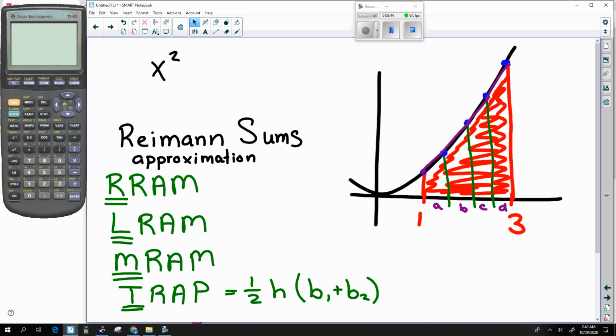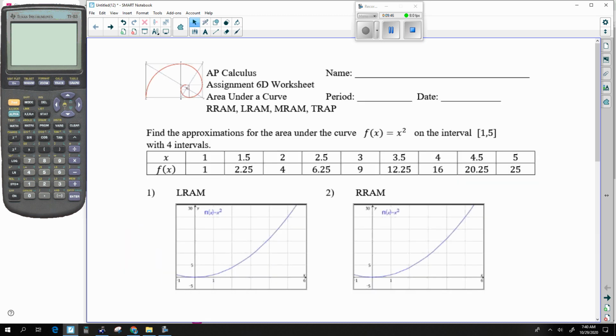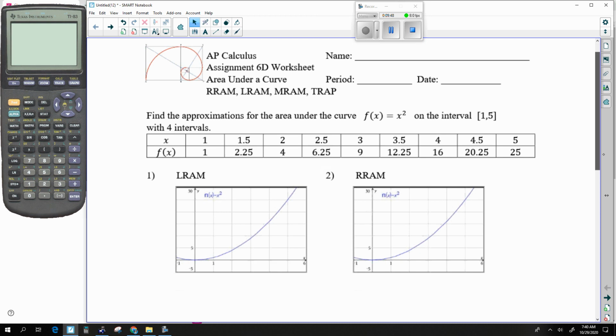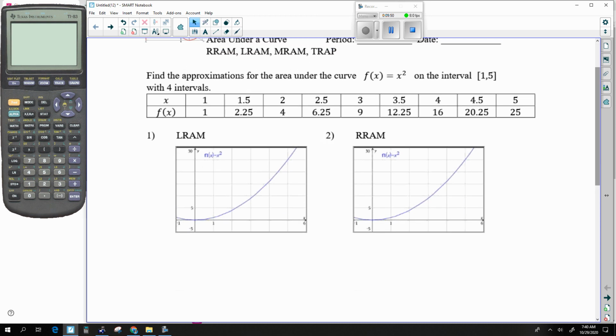Okay, let's go to the actual assignment. They were nice enough to give us some values. The interval we are using is from 1 to 5, and we want 4 intervals. Using this first picture, here's 1, here's 5. If we're breaking that up into 4, it would be logical to go 1, 2, 3, 4. So there are 4 intervals.